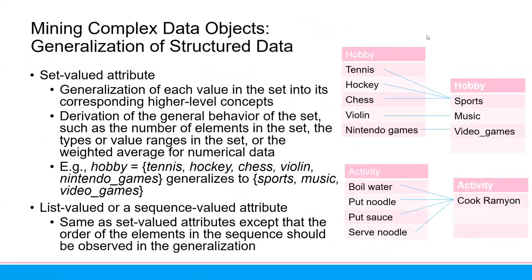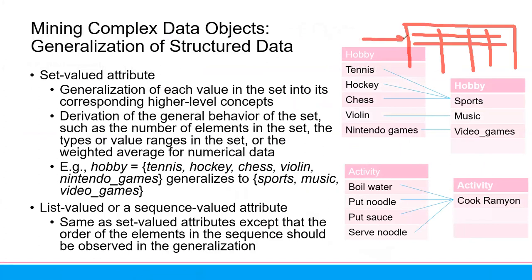First, about the complex data objects. If you still remember, whenever we have a table like this one, one object means one row. Maybe if this is a table of students, one row means one student. Or if it is related to customers, then one row means one customer. And we can make a generalization of this structured data. How can we make this generalization?